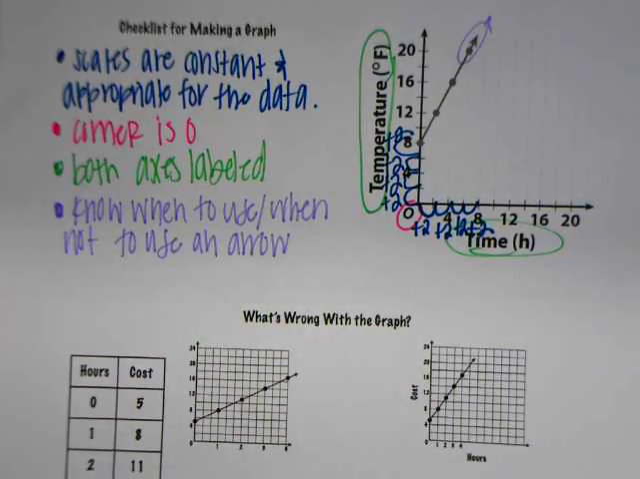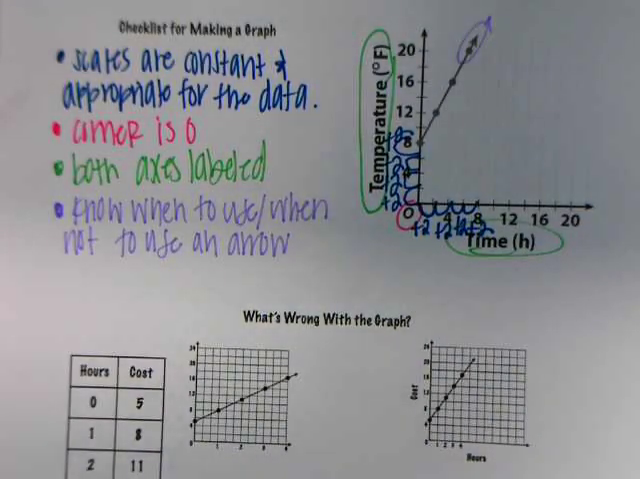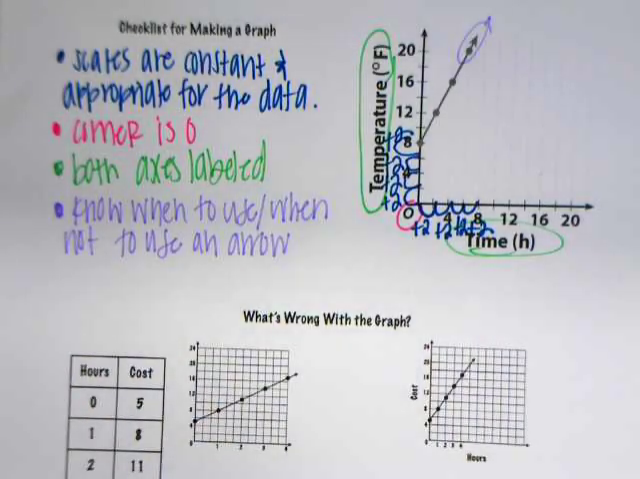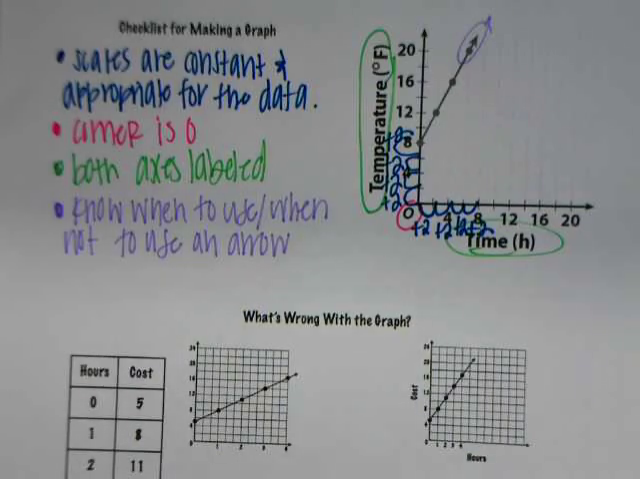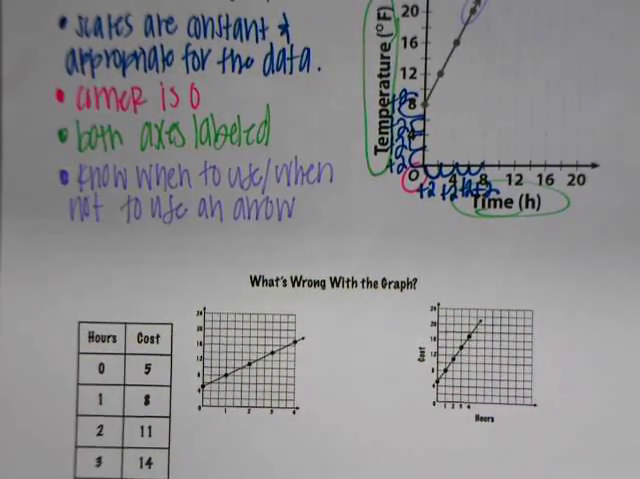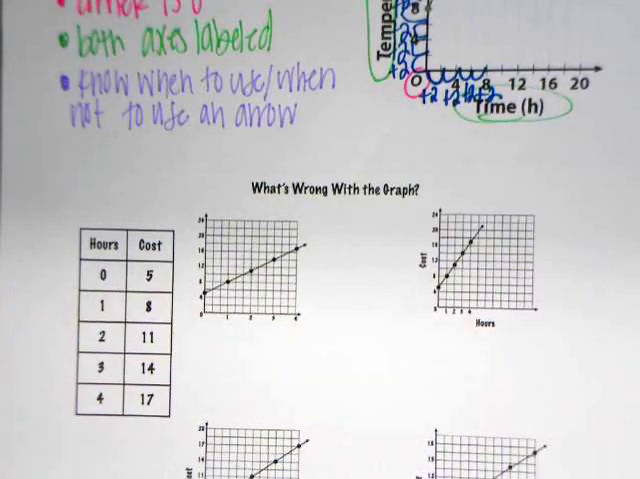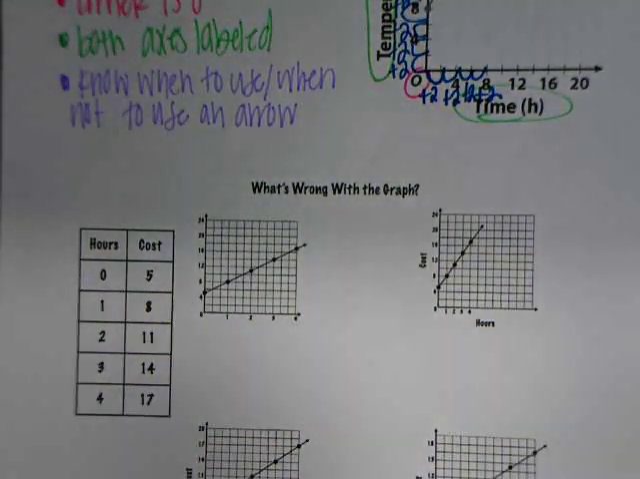Okay, so we're going to go through these graphs and talk about what's wrong with them. Okay? You're kind of viewing these as like a teacher right now. I'm like trying to take off points. All right? So here's the table of values that goes along with all of these graphs. And so we're going to focus on this first one first. So why would you take off points on that graph? There's no label. No labels. Yep.